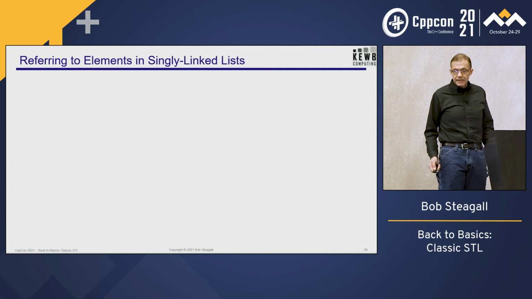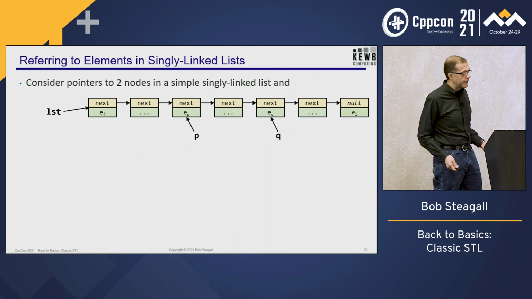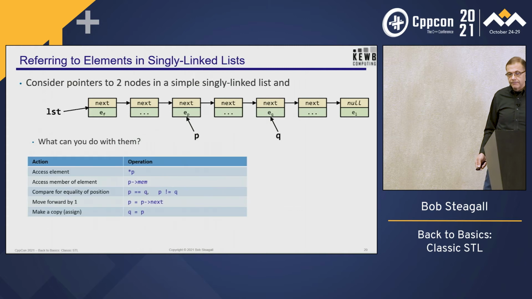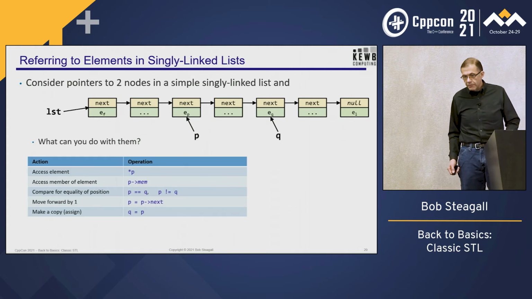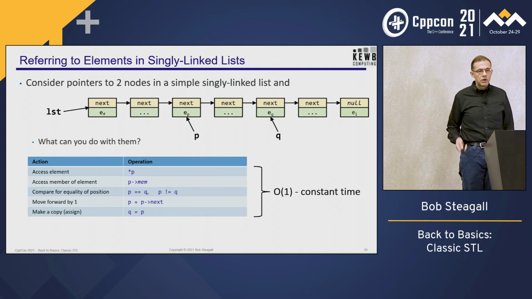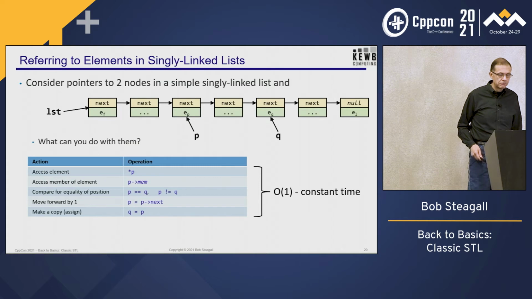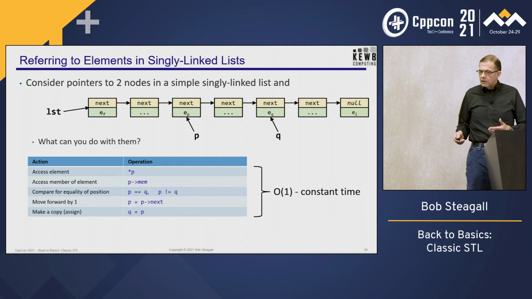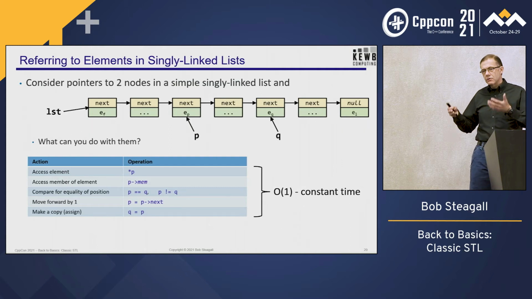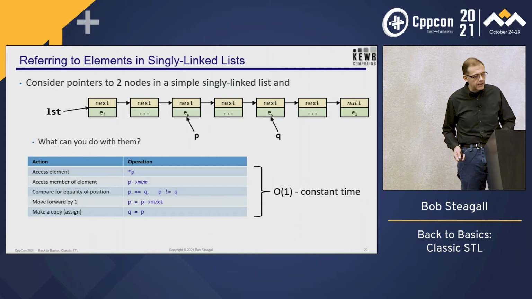Now let's think about singly linked lists, right? Consider a singly linked list where you have pointers to 2 nodes in that list. What can you do with them? Well, you can do a little bit less. You can access elements, you can compare for equality of position, you can move forward by 1, but not backward by 1, and you can make a copy of the pointer, right? And these are all constant time complexity. All right, so if you think about it, this is kind of beginning to fit into those 3 of the 5 categories we saw in that diagram.